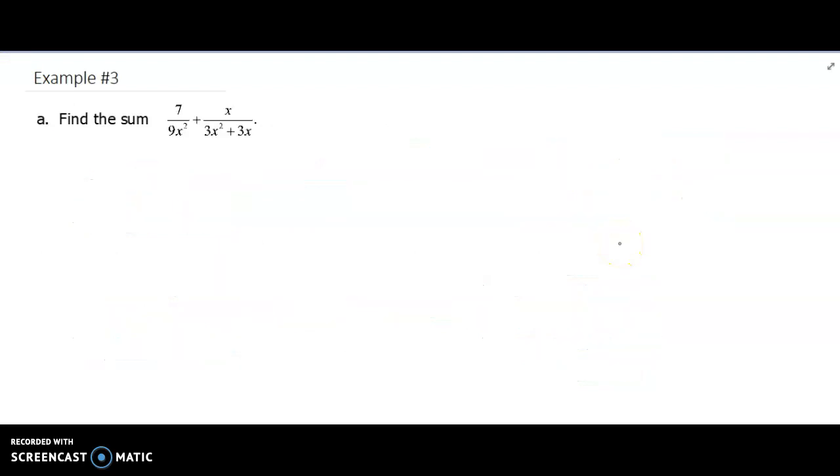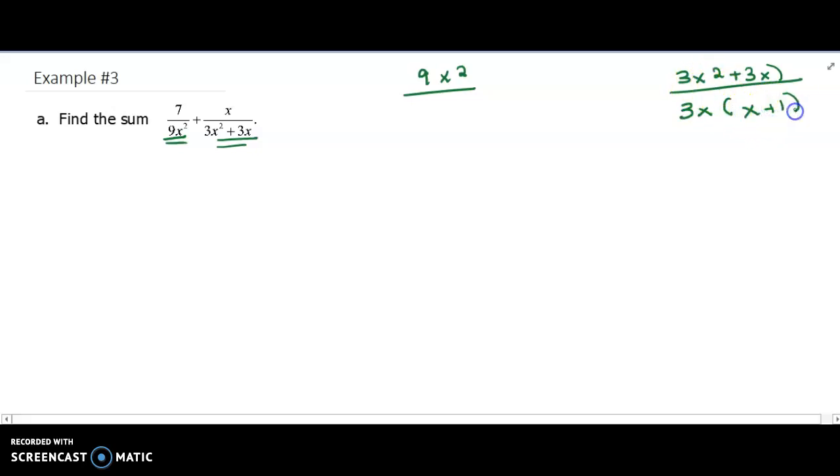All right, so now I'm going to use those least common multiples, okay, and I'm going to use them to find like denominators. So I want to find the sum of these, but notice they don't have like denominators. Okay, so I'm going to find the least common multiple of 9x squared and 3x squared plus 3x. And just like I did before, I'm going to go ahead and find the least common multiple. Okay, well 9x squared doesn't factor any more. 3x squared plus 3x, I can pull a 3x out, and I'm left with x plus 1.